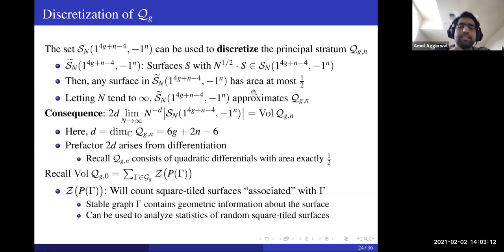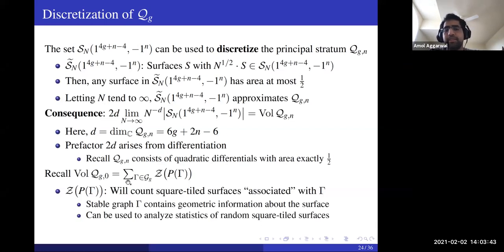So now the point is that I recall that this volume is equal to a sum of the Z_P of gammas, where the gamma ranges over all these stable graphs of genus g. And the Z_P of gamma will count square tiled surfaces that are associated with gamma in a certain sense. So the stable graph gamma will contain certain geometric information about the surface. And this can be used to analyze various statistics about random square tiled surfaces. So I will try to describe that in the next few slides.